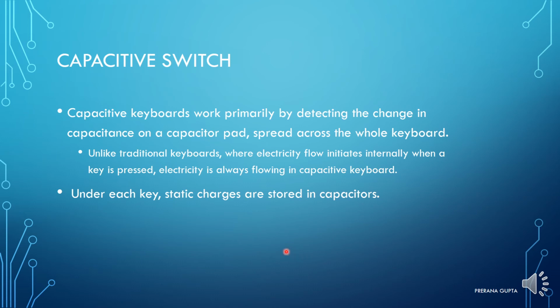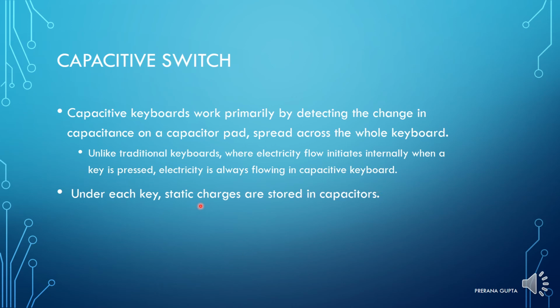Next is the capacitive switch. Capacitive keyboards work primarily by detecting the change in capacitance on the capacitor pad spread across the whole keyboard. Unlike traditional keyboards where electricity flow initiates when a key is pressed, electricity is always flowing in a capacitive board. In traditional keyboards the electricity flow is started when a key is pressed, but in the capacitive switch electricity is already flowing, and with the change in capacitance the key hit is recognized.